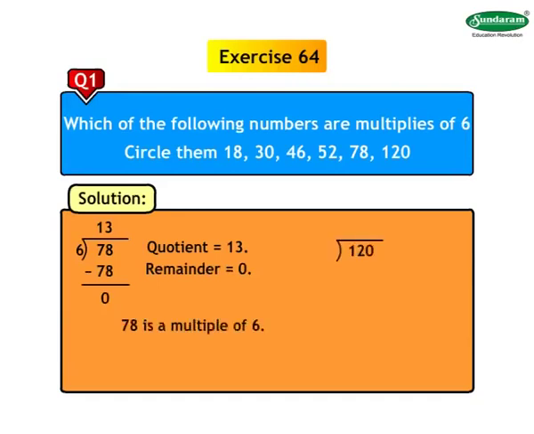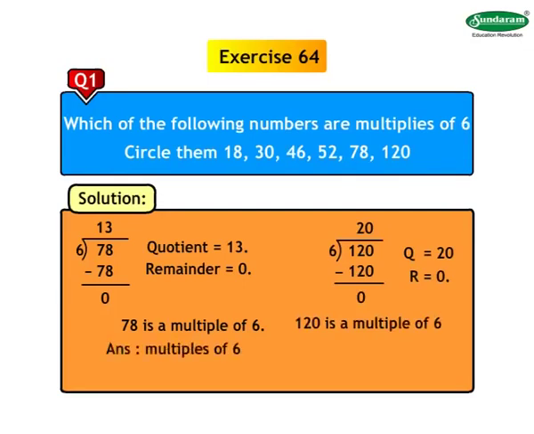Divide 120 by 6. While dividing 120 by 6, quotient is equal to 20. Remainder is equal to 0. 120 is a multiple of 6. Hence, answer is multiples of 6 among the given numbers are 18, 30, 78 and 120.